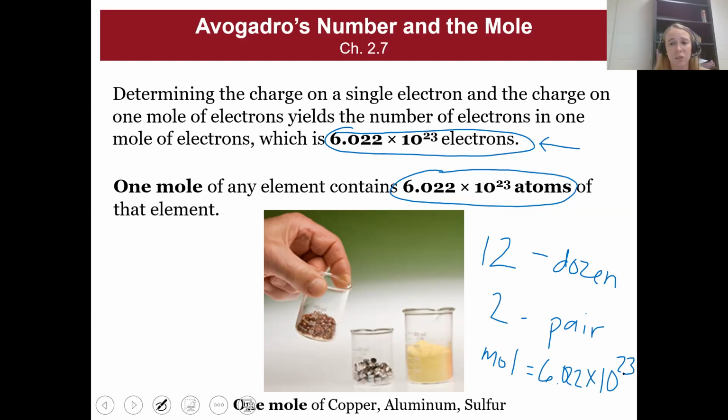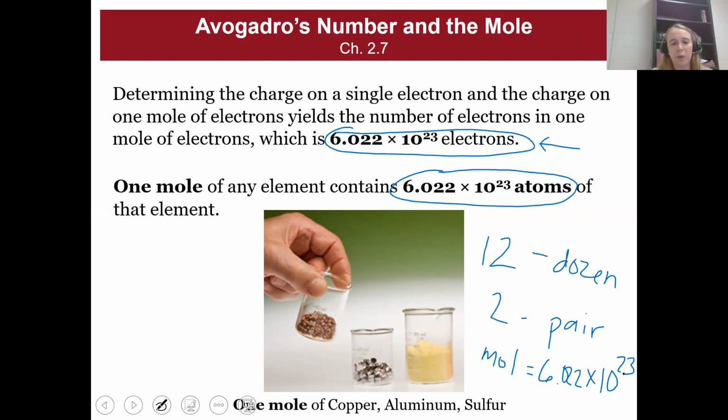You can have a dozen donuts. If you baked for probably hundreds of years, you could have a mole of donuts. Maybe more than hundreds of years. It's a lot of donuts. Anyway, a mole of any element contains exactly 6.022 times 10 to the 23rd atoms of that element, always. That's what a mole is.